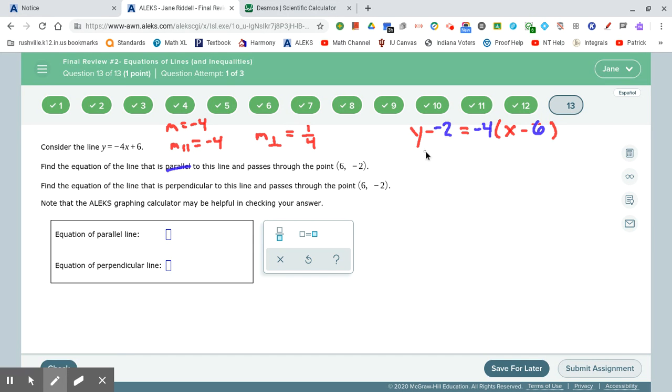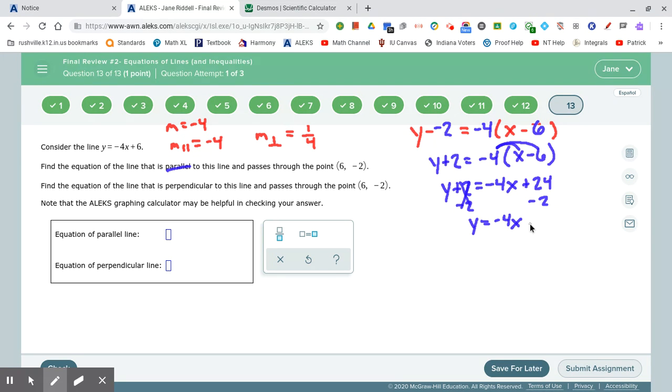All right, so this is going to become y plus 2 is equal to -4, and then in parentheses, x minus 6. I need to get rid of those parentheses. Parentheses mean multiply, so I'm going to distribute. That leaves me with y plus 2 equals -4x, and then -4 times -6 is +24. Need to get y by itself, so the opposite of a plus 2 is -2. I'm not going to do that to my x term. I still have a -4x, but I'm now going to have 24 minus 2, which is going to give me +22. All right, so that's going to be my parallel line equation.